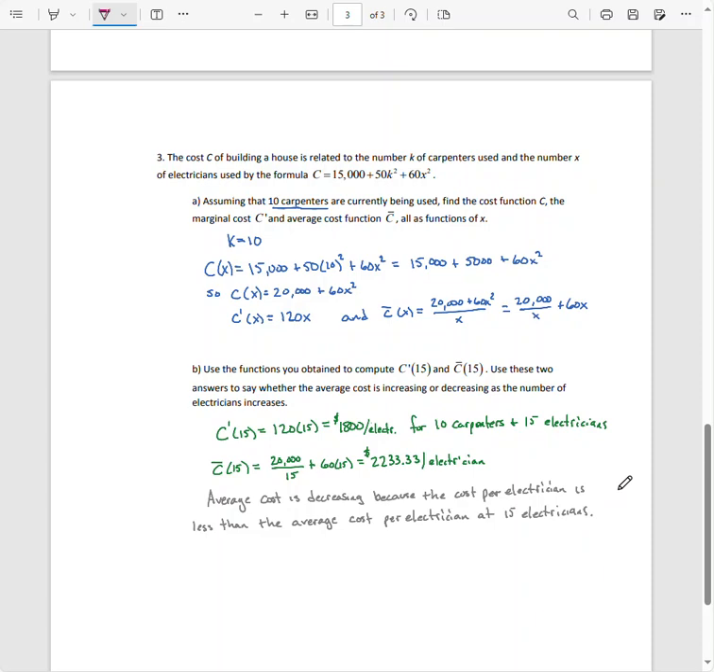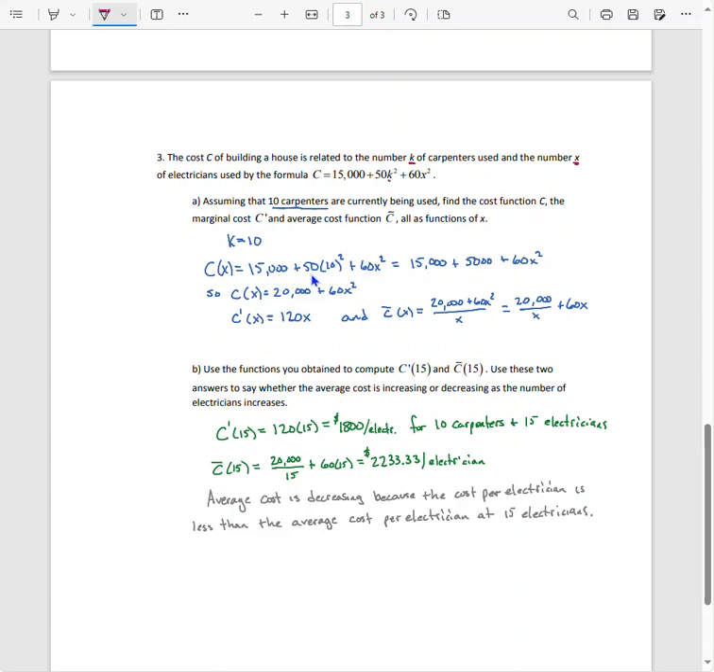Okay, last example. The cost C of building a house is related to the number K of carpenters used and the number X of electricians used by the formula C equals 15,000 plus 50K squared plus 60X squared. This is a function of two variables, so two things change at a time. Assuming that 10 carpenters are currently being used, find the cost function C. All right, so I'm going to put 10 in for carpenters. My K value is 10. I'll put it in here.